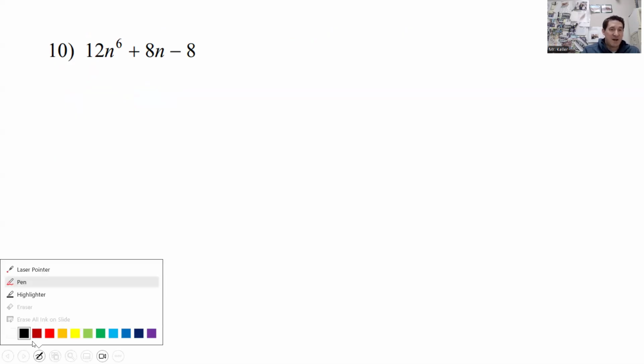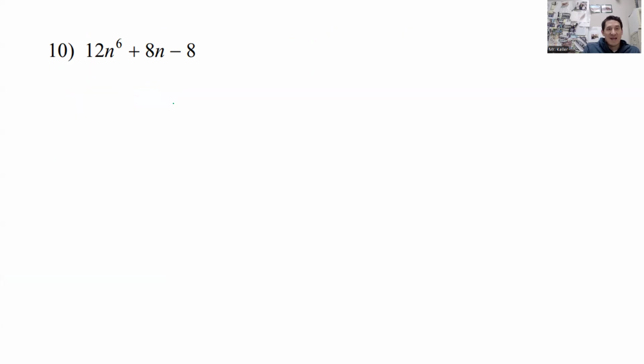What's the largest number that divides 12, 8, and 8? That's going to be 4. I can divide all those by 4. This is n to the 6, n, no n. Since all three terms do not have an n, they don't have any n's in common, so the GCF is just going to be 4. So it's going to be 4 outside the parentheses. 12 divided by 4 is 3, so it's 3n to the 6. 8 divided by 4 is 2, so 2n. 8 divided by 4 is 2 again. So 3n to the 6 plus 2n minus 2. Those are our factors.